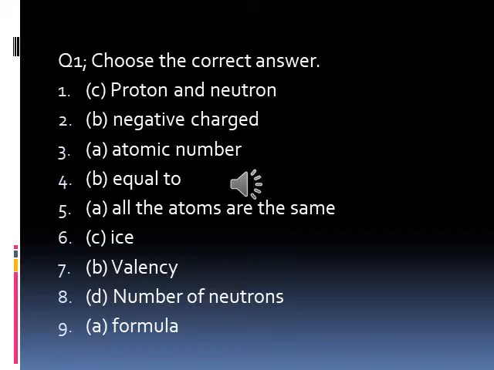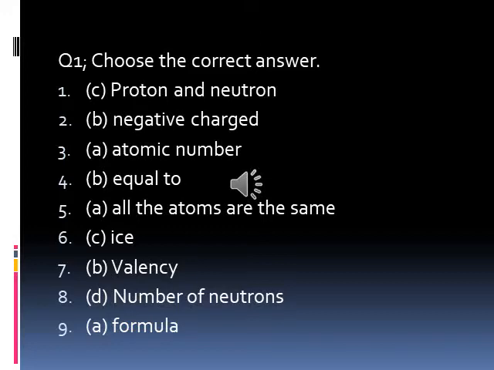Number 4. The number of electron in an atom is dash the number of proton. Option A, greater than; option B, equal to; option C, less than; option D, lesser than. Answer is option B, equal to. Number 5. The best description of an element is a substance in which option A, all the atoms are same; all the atoms have same atomic number; all the molecules are same; all the atoms cannot be split up by any means. Answer is option A, all the atoms are same.